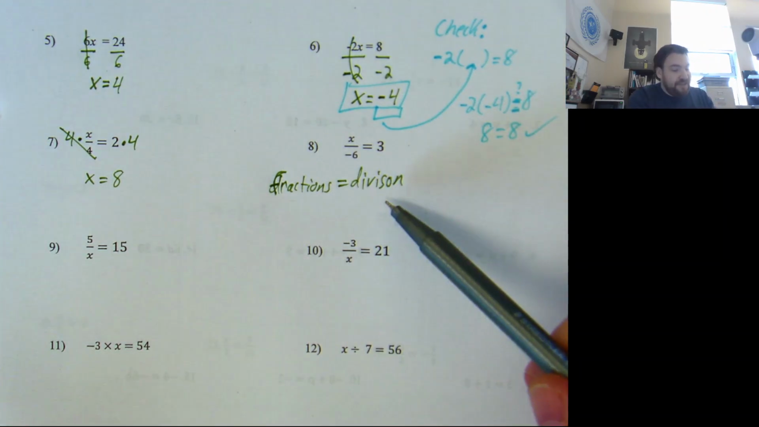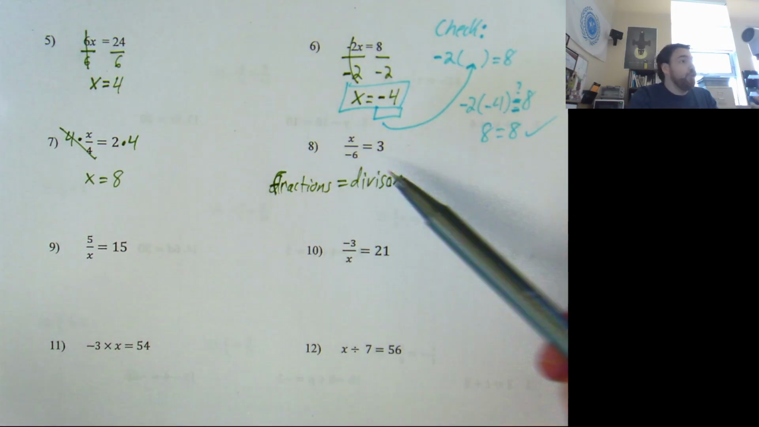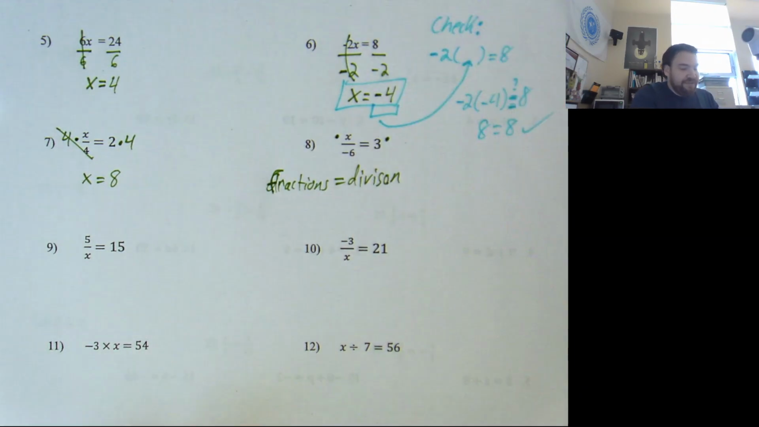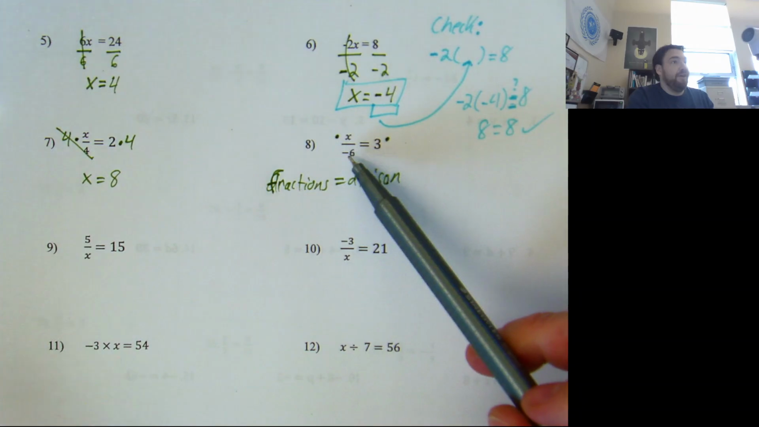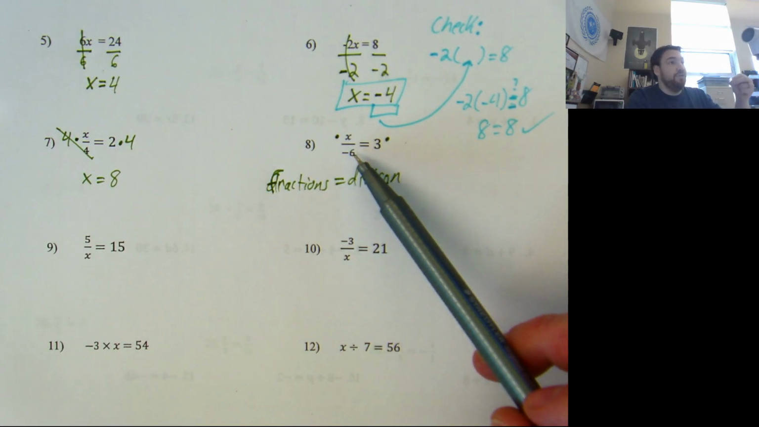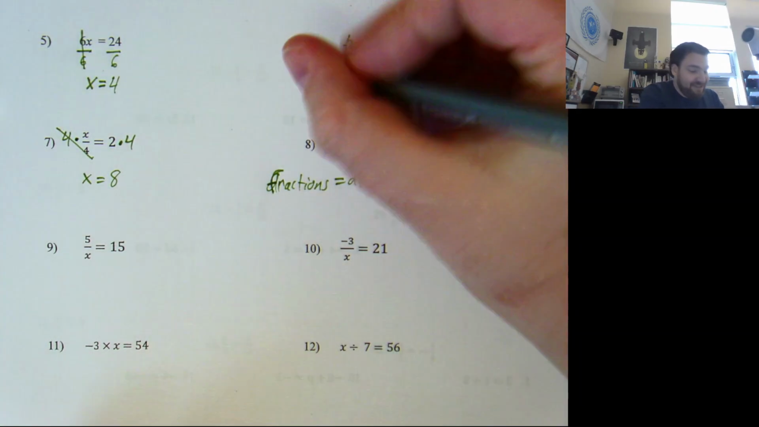So the opposite of this is multiplying. So when you see something written as a fraction, we're going to do the opposite. We're going to multiply. And whatever we do to one side, we have to do to the other. What am I trying to get rid of here? So yes, Dakota, negative 6. And so because that's what I'm trying to get rid of, I'm going to do the opposite of division. I'm going to multiply, and I'm going to multiply by the same thing.